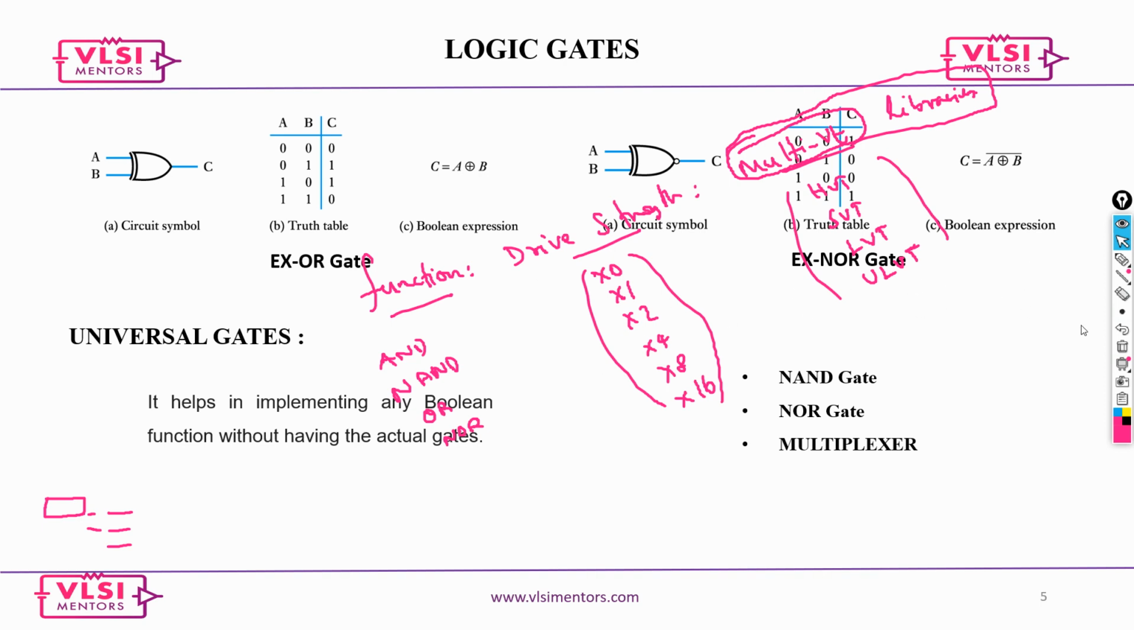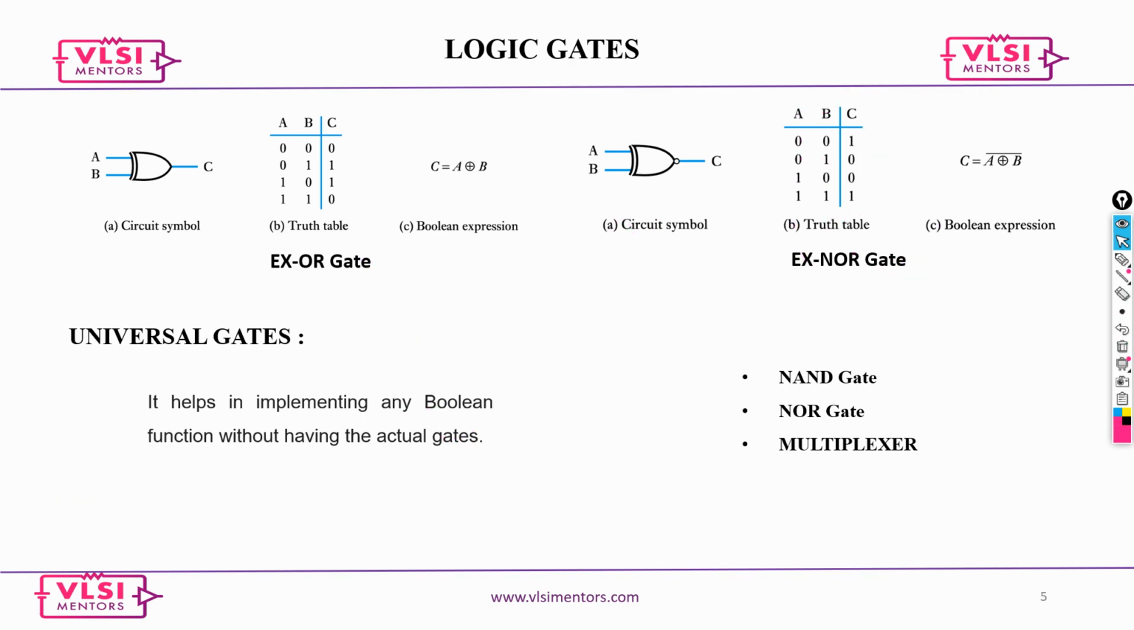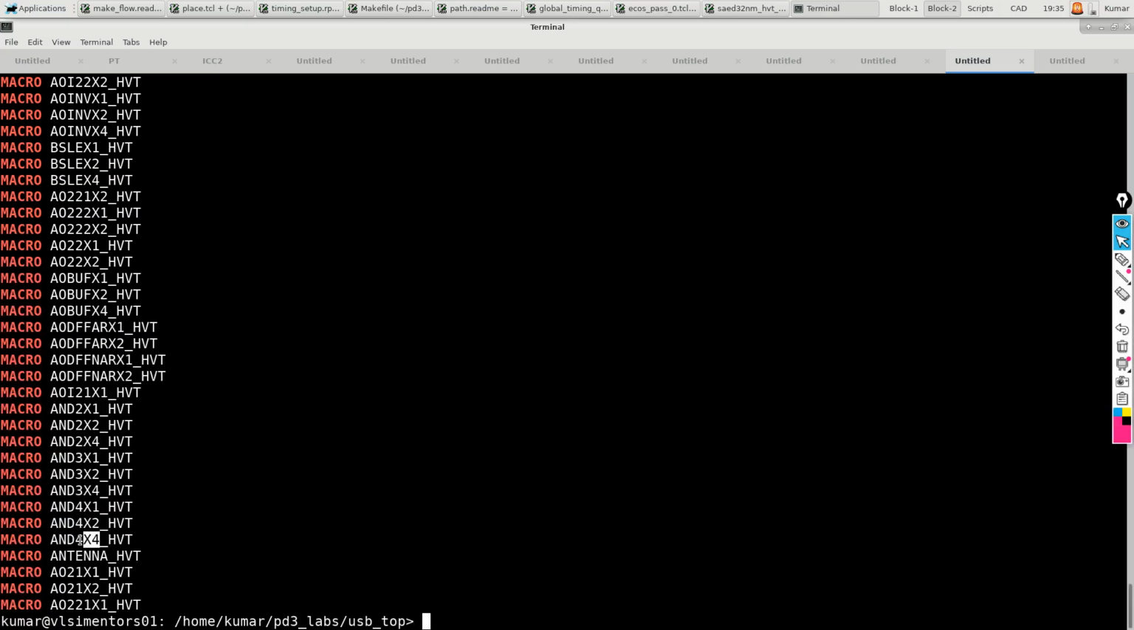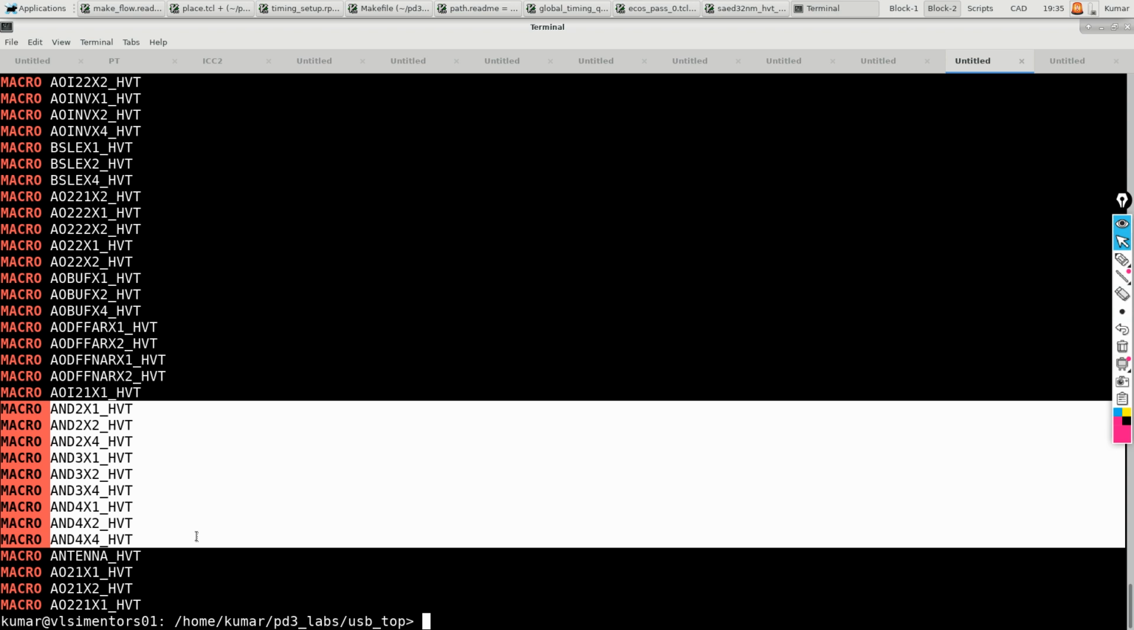So I've just shown you how many different cells you would see here. One such family is the 4 input AND gate, 3 input AND gate, and 2 input AND gate. With the AND gate itself, how many different cells are you seeing? 1, 2, 3, 4, 5, 6, 7, 8, 9. So 9 cells with only AND functionality. These three are 2 input AND, these three are 3 input AND, and these are 4 input AND.